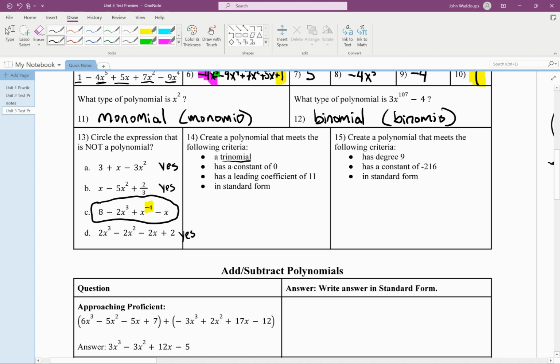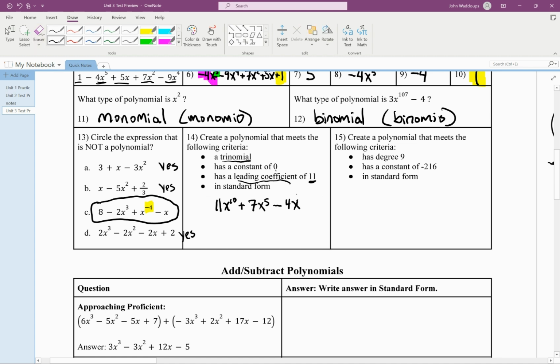Here it says create a polynomial that meets the following criteria. Trinomial has three terms, has a constant of 0. Now, it has a constant of 0. We don't usually write that constant. It has a leading coefficient of 11, and it's in standard form. So the leading coefficient of 11, we'll go ahead and start with that one because that is the leading coefficient. So I'm going to say 11. It does not specify the degree, so it could really be anything. I'm going to say x to the 10th plus, and here could be put anything here, 7x to the 5th minus 4x, let's say. So because there's no term in here that has a constant, that would be the same as having a constant of 0, but we don't need to write it.